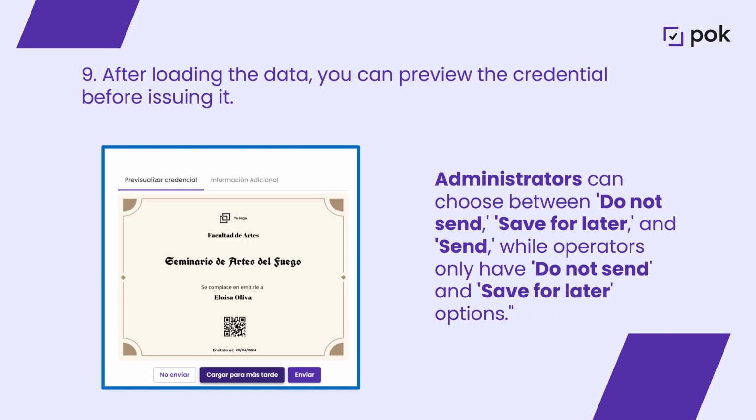It's worth noting that only the user with administrator role can confirm all credential shipments that have been scheduled and uploaded for later. Meanwhile, the operator user can only schedule the sending of a credential, but an administrator must confirm it. Until that happens, the credential will be stored in the pending column.